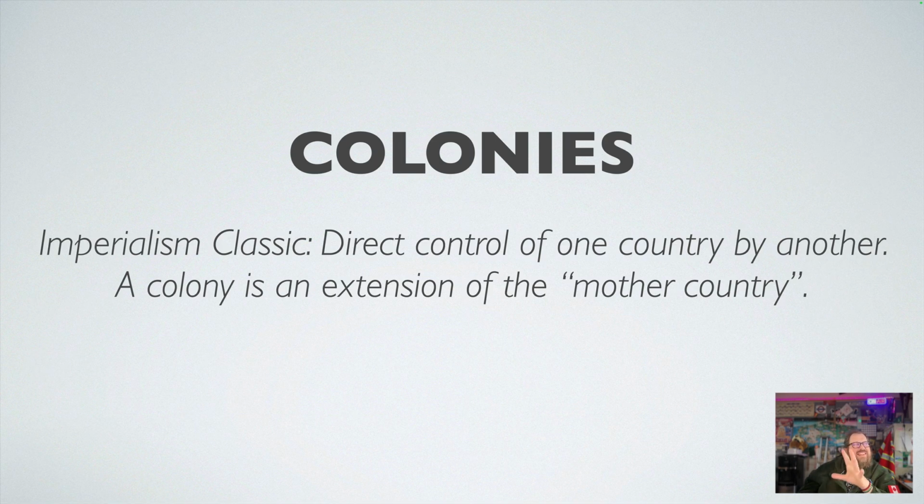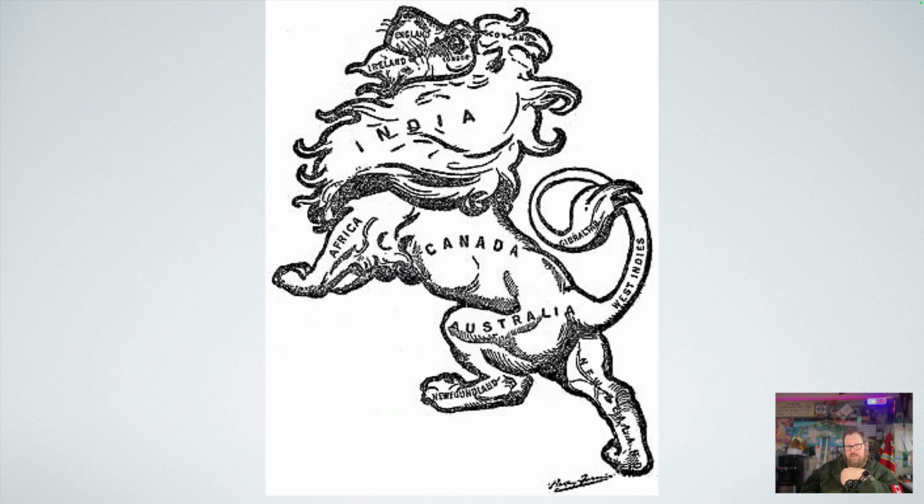All right, so colonies, think about imperialism classic. This is when a country marches its army or sails its navy to another country and takes it over, marches their army right in and takes over the country. Control of one country by another, control of a weaker country by a stronger country, and the colony is then an extension of that mother country. And the best example of this in the history of the world is the British.